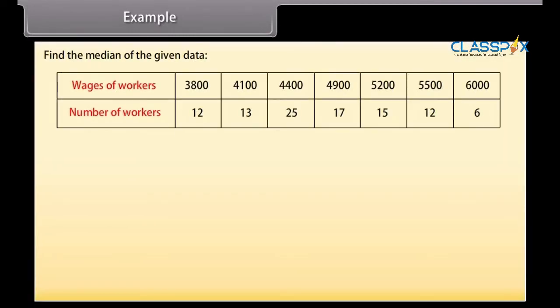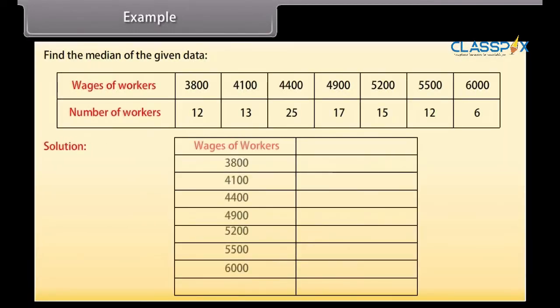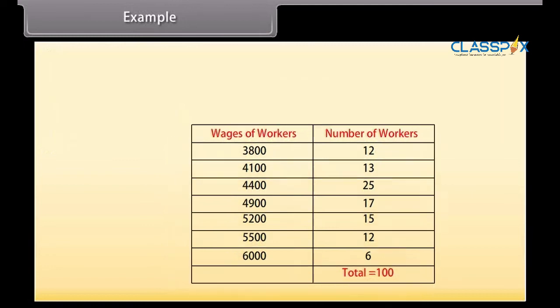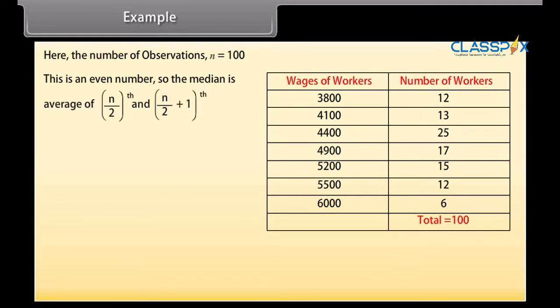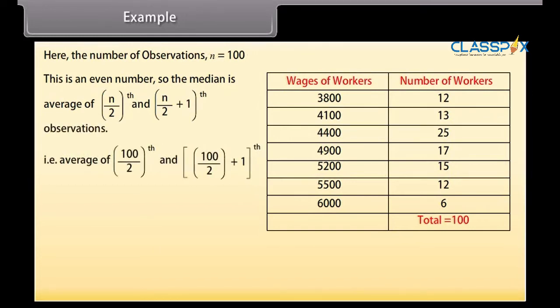Find the median of the given data. Solution. Firstly, we will write the wages of workers and the number of workers. The total number of workers is 100. Here the number of observations n is equal to 100. This is an even number, so the median is the average of the n by 2th and n by 2 plus 1th observations. That is the average of the 100 by 2th and 100 by 2 plus 1th observations. That is the average of the 50th and 51st observations.